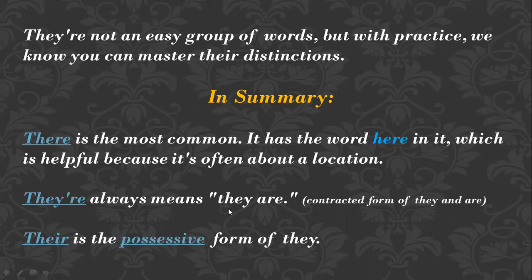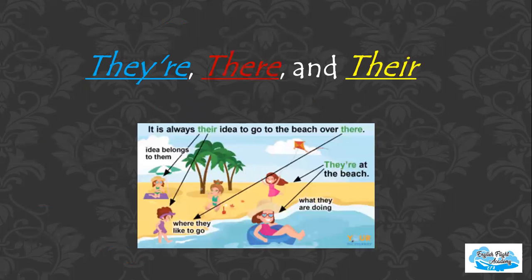And they're always means they are, because this apostrophe indicates the letter A is missing. That's the contracted form of they and are. And their is the possessive form of they. Very clear to understand. So through an example, I just tried explaining with an image: their, there, and they're.